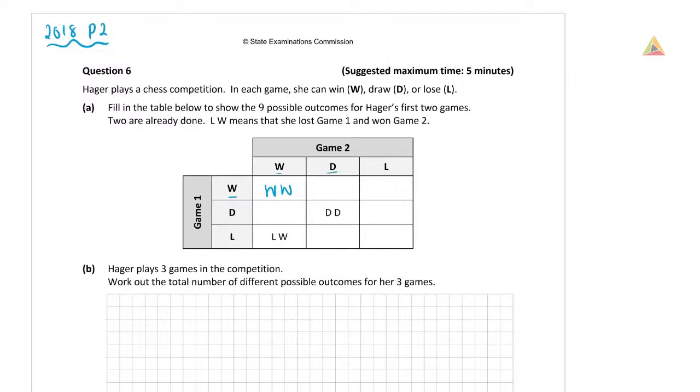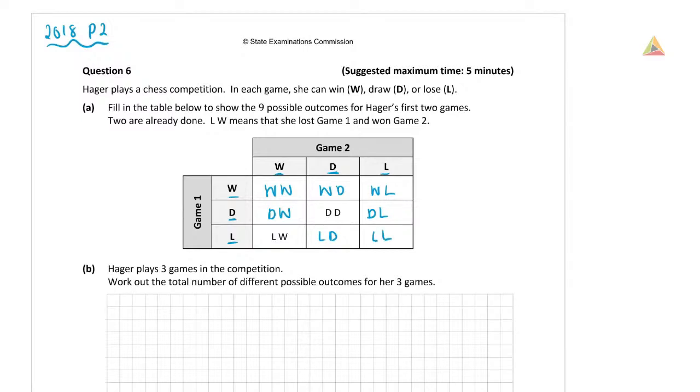Then I'd look at win and draw, so WD, and then finally win and lose. So there are the 3 options there. Then if we look at the next one, draw and win will be the next. 2 draws is done for you already. Draw and lose is going to be there. And then finally, L and W is done. L and D, which is lose and draw, sorry. And then finally lose and lose, so you lose both games. So that's that one done.